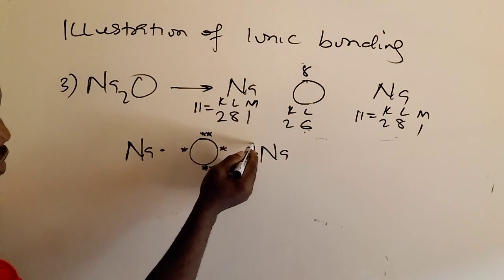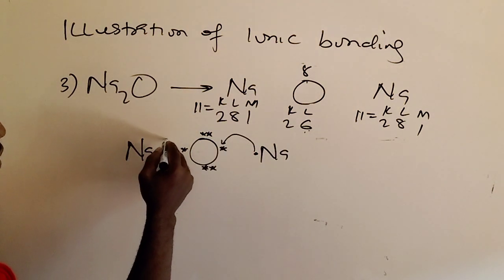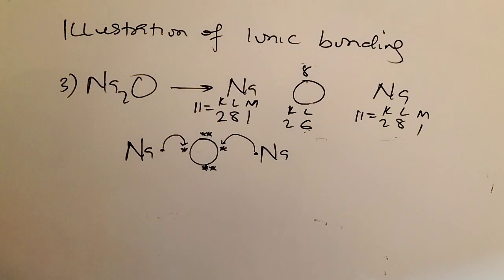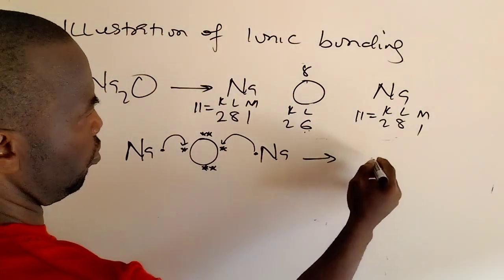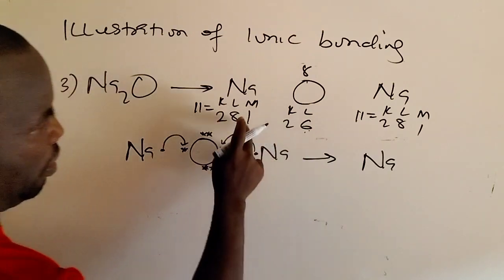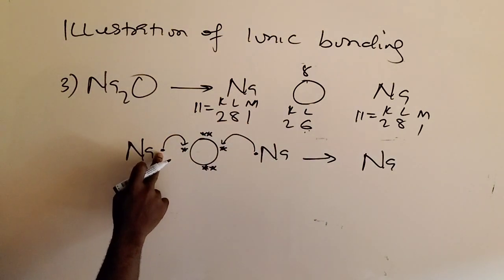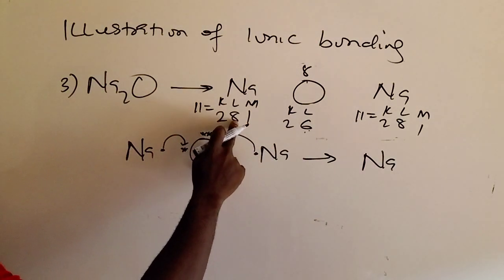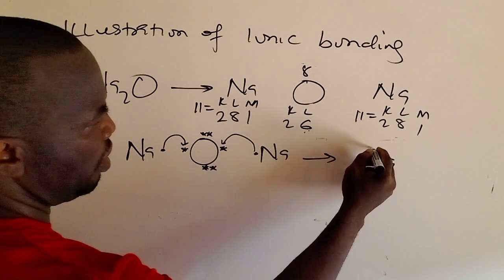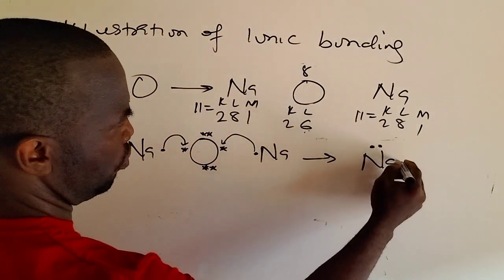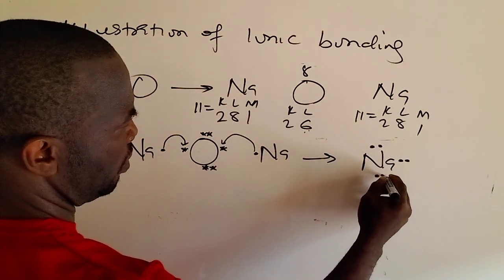So that extra 2 won't come from this sodium alone. One will come from the other sodium. You can see the arrow. At the end of the day, having lost 1, the M shell for each sodium becomes empty. What will now be in the outermost shell is the L shell having 8, that is 2, 4, 6, and then 8.